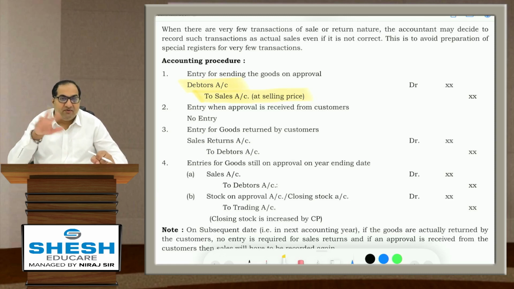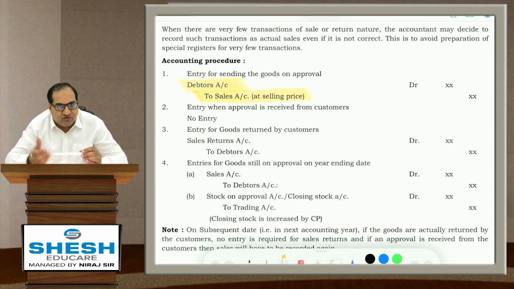Yeah, but you assumed it to be a sale for the year when you dispatched. But now what do you do? You reverse the sales. So we pass the sales account debit to debtors account. Any doubt? No, sir. And mind it, these are goods which are lying with the prospective customer, but we are the owners.